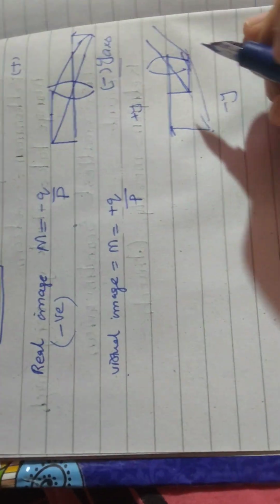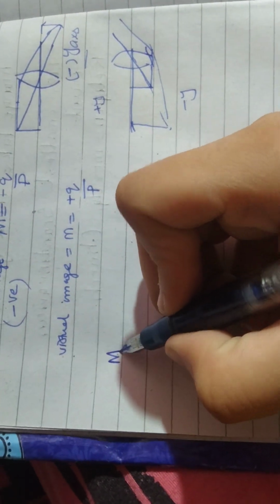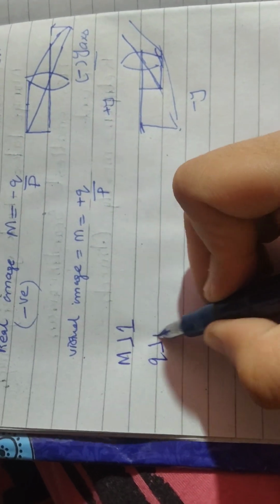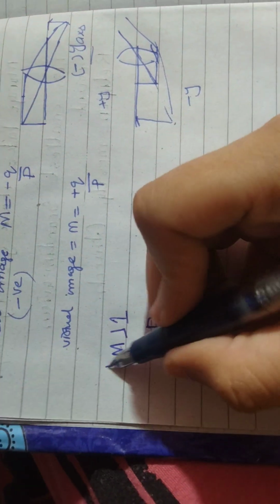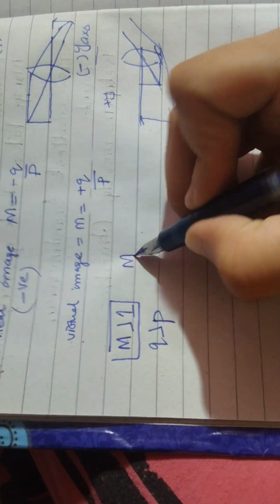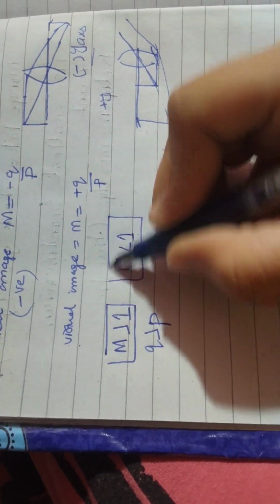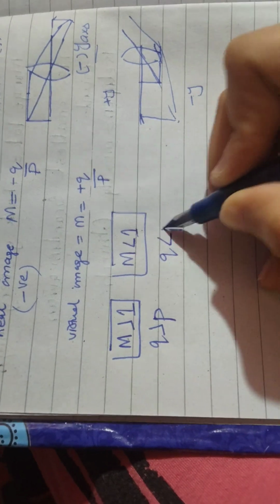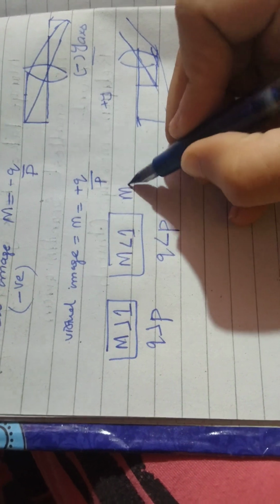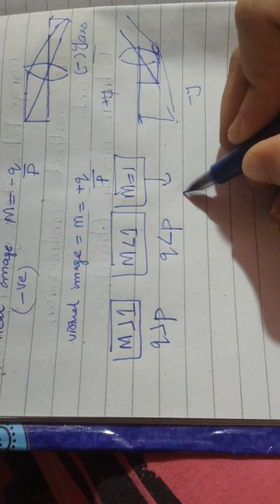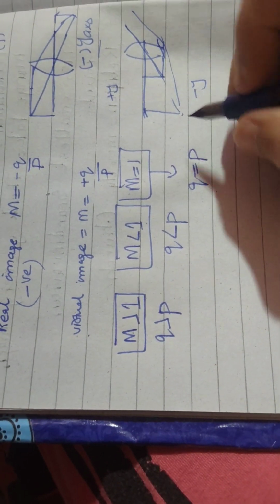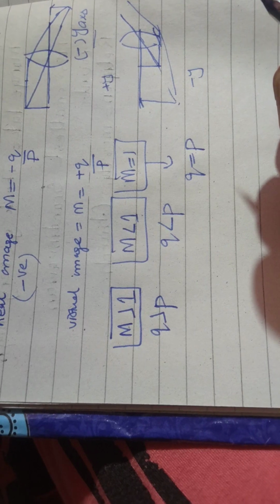So basically there are three conditions for the magnification as well. Magnification will be greater than 1 when the size of the image is greater than the size of the object. Magnification will be less than 1 when the size of the object is greater than the size of the image. And m will be equal to 1 when the size of the image is equal to the size of the object. These are the three conditions.